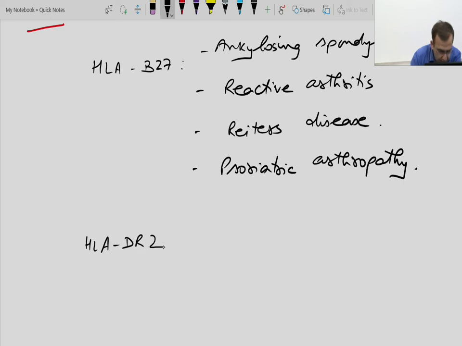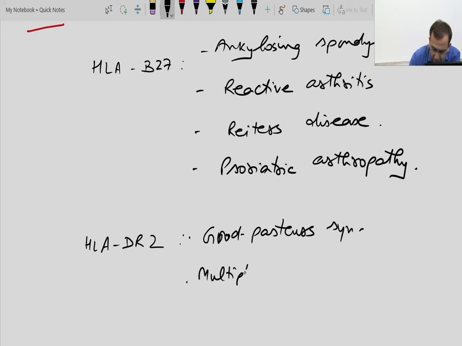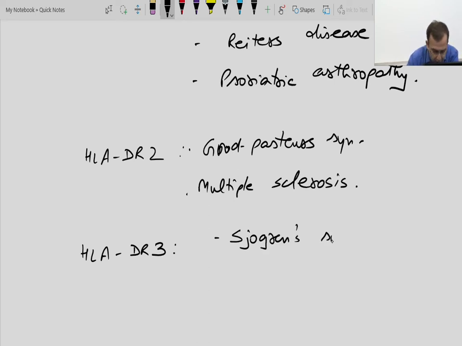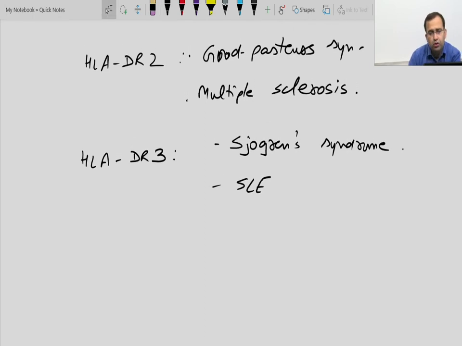HLA-DR2: Goodpasture's syndrome and multiple sclerosis. Next, HLA-DR3: Sjogren's syndrome and lupus. Next, HLA-DR4: rheumatoid arthritis. We have already seen that.